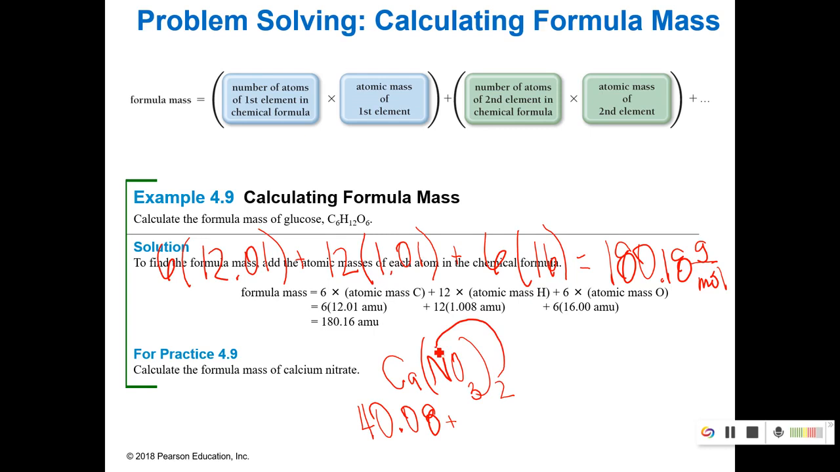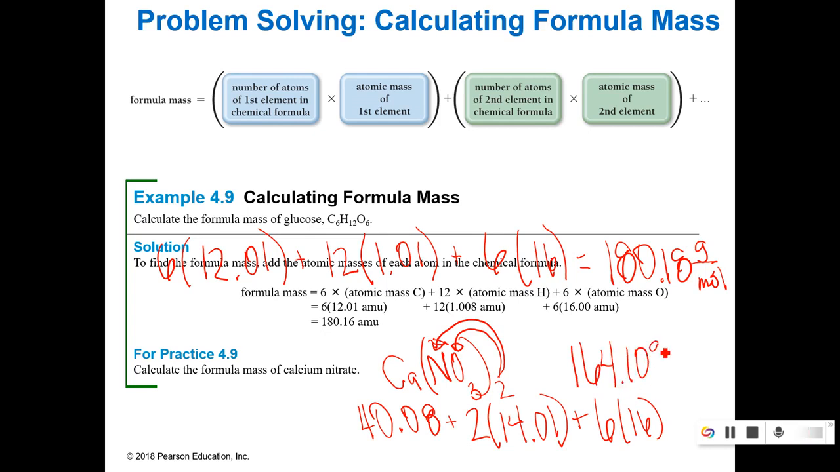Okay, and let's take a minute to talk about this. This 2 distributes to everything inside the parentheses. So I've got 2 nitrogens, but I have 6 oxygens. And I get 164.10 grams per mole, or you can use AMU. Okay, please let me know if you need help. This really isn't that bad though.